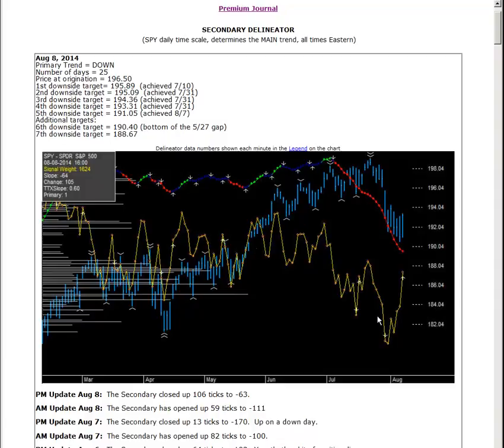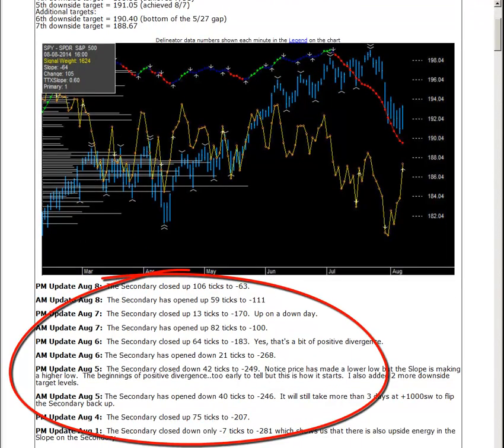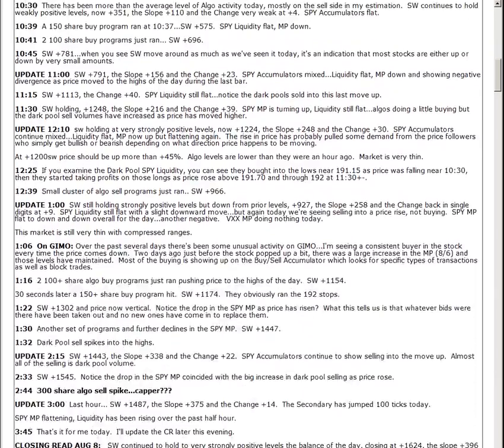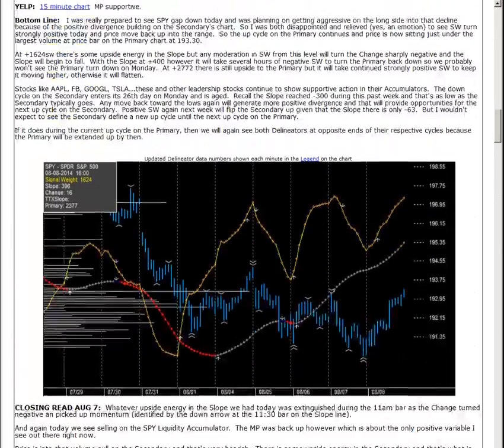So you can see in this particular chart, and it is Friday, August 8th, 2014, that the secondary had been in a down cycle for 25 days. We see the price at origination, our various targets and when they were achieved. And every day I update the secondary section to show what it's done. Now if we scroll down into the primary section, you can see we have quite a few entries.